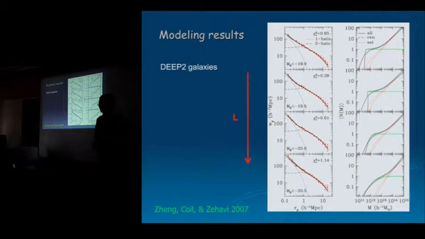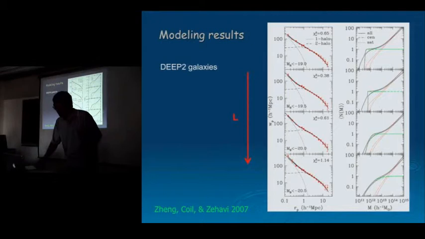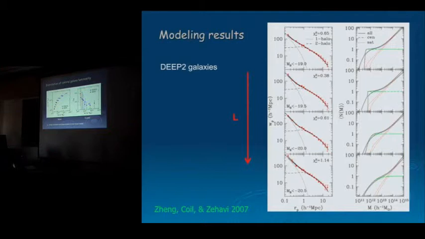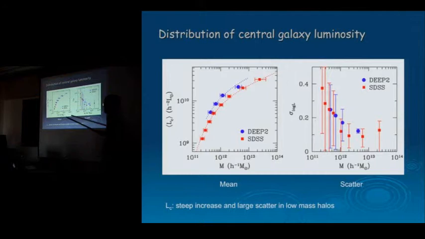Okay. Let's look into some details about the modeling result. Here is the distribution of central galaxy luminosity. That's the mean central galaxy luminosity as a function of halo mass for DEEP2 and the Sloan galaxies. At low mass, there's a steep rise, and at higher mass, this relation flattens. And you also have scatter of central galaxy luminosity inside halos. That's the scatter in luminosity of galaxy as a function of halo mass.